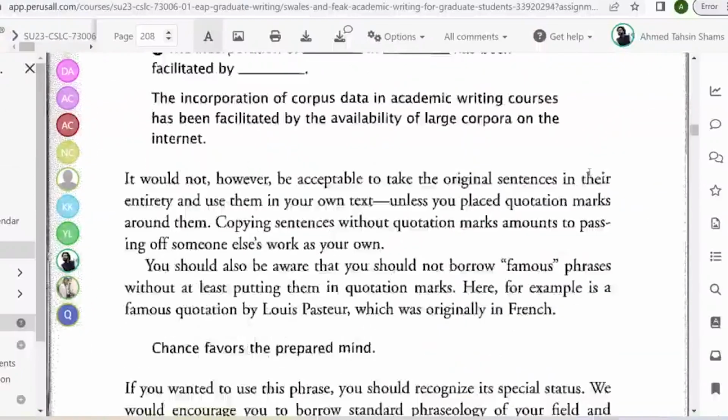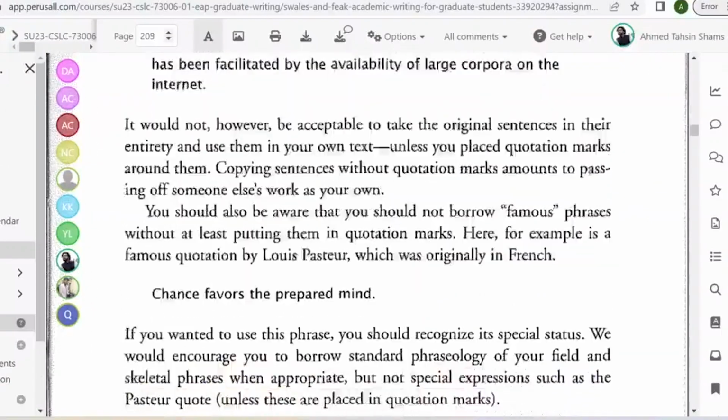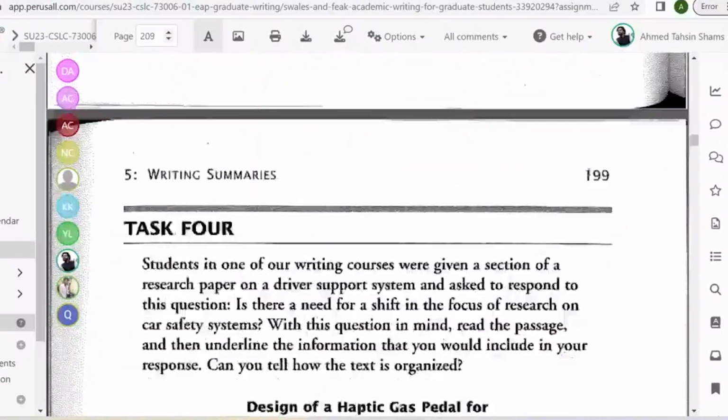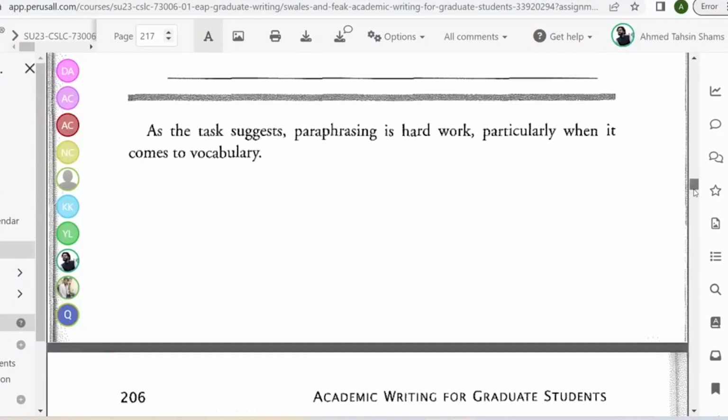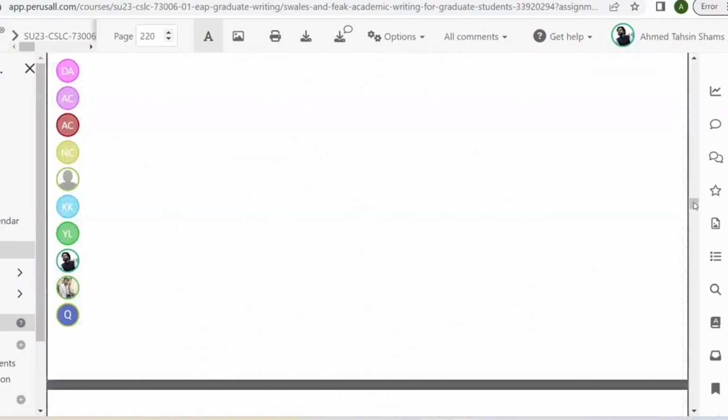Now, another sample that we'll look into for a deeper idea. Now we got the surface level structure of summary. For a deeper idea, I would request all of you to move to task 14.